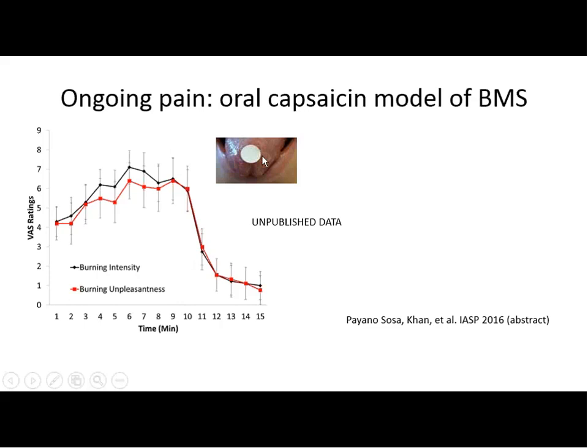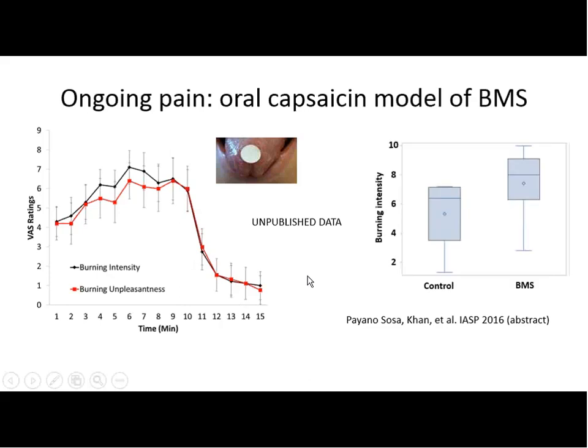We take filter paper dipped in capsaicin and apply it to the tongue repeatedly every minute and get pain ratings. And you can see that you get a pretty constant burning pain, and this is two subjects for both burning intensity and burning unpleasantness. As soon as we take the stimulus away, it rapidly returns back down to 0 after a few minutes. So that's a good thing. We don't think it's damaging anything.